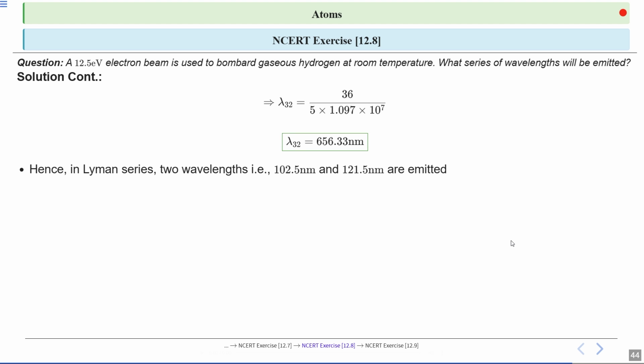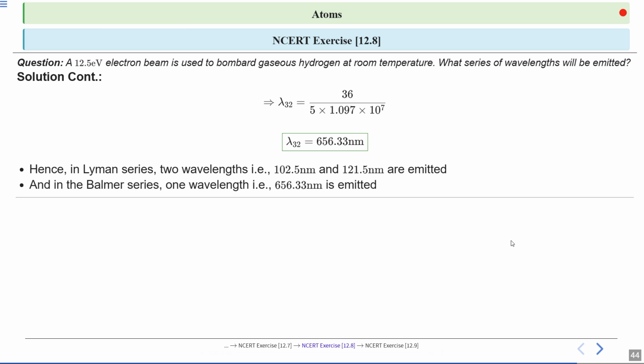Now let's summarize the result for the Lyman series. In this case, two wavelengths are emitted, 102.5 nanometers and 121.5 nanometers. The Lyman series involves transitions where the electron falls to the first energy level, and these wavelengths are in the ultraviolet region, which is not visible to the human eye. Finally, in the Balmer series, we see that only one wavelength, 656.33 nanometers, is emitted in this scenario. This is the same value we calculated earlier.